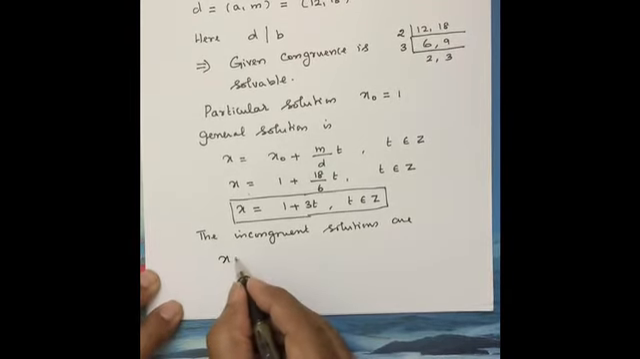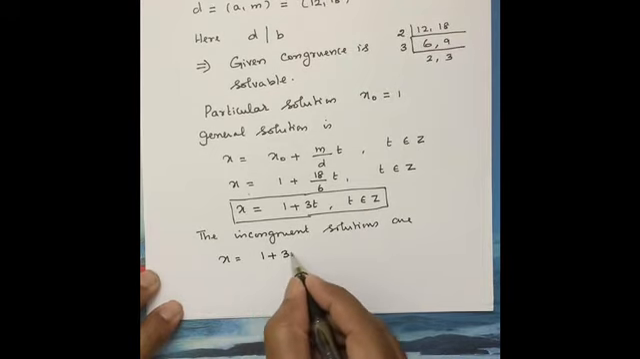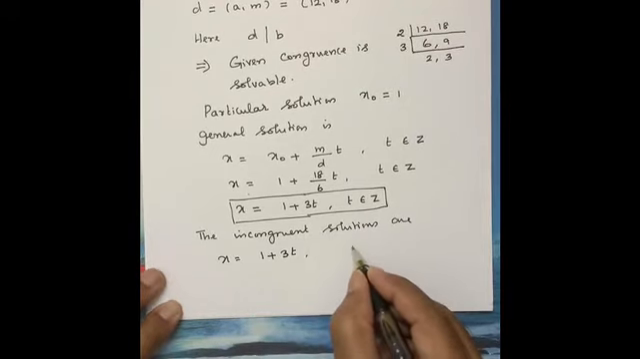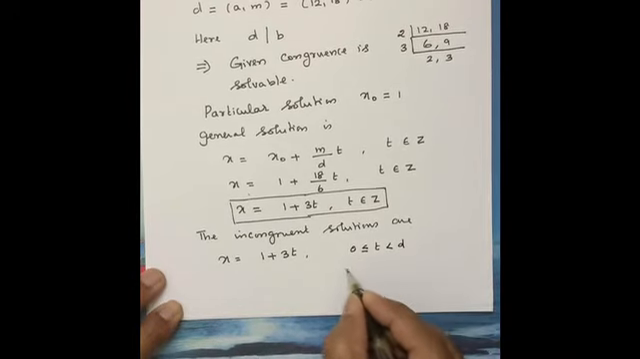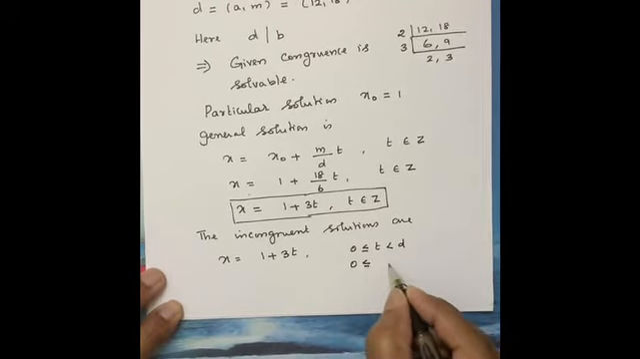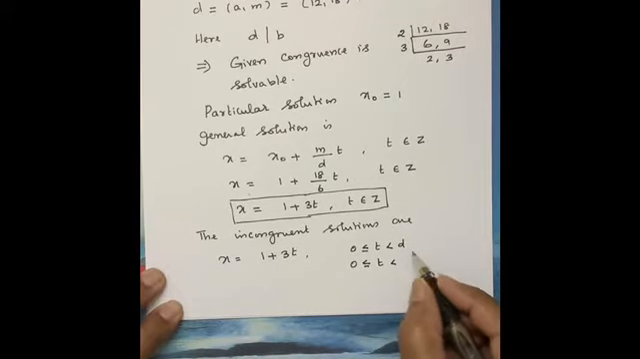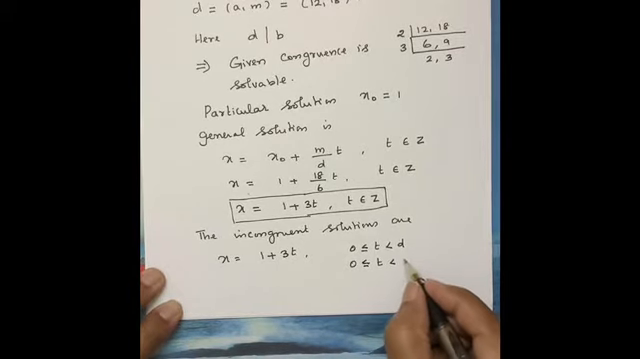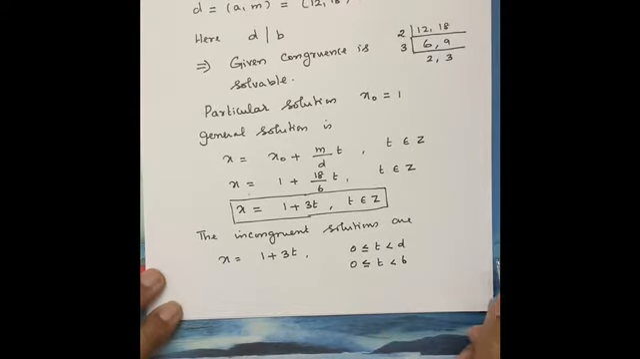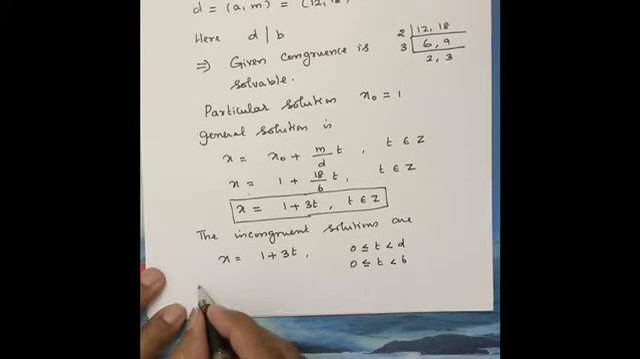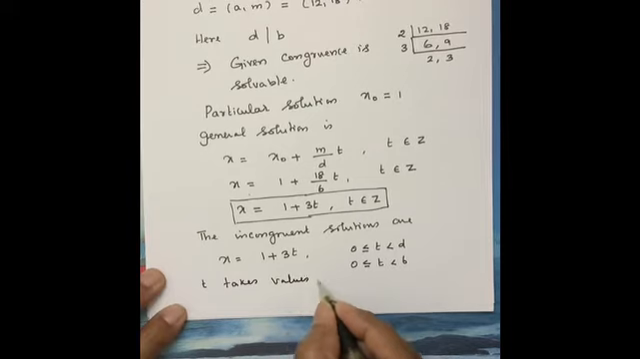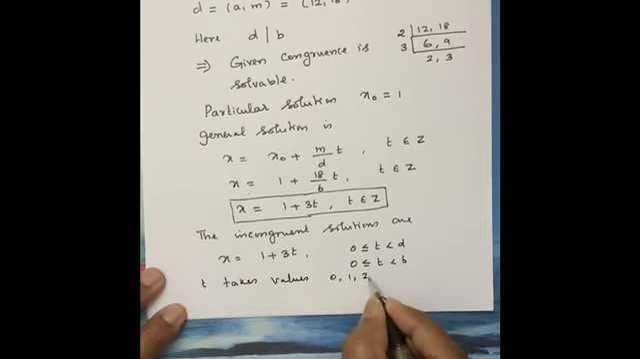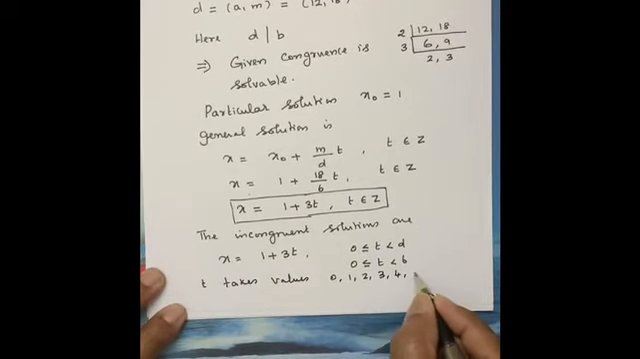Same idea, x equal to 1 plus 3t, the same thing only. But what is the t value? t is 0 less than or equal to t less than d. So 0 less than or equal to t less than the d value. d is here 6, so t is less than or equal to 5. So t takes values 0, 1, 2, 3, 4, 5.